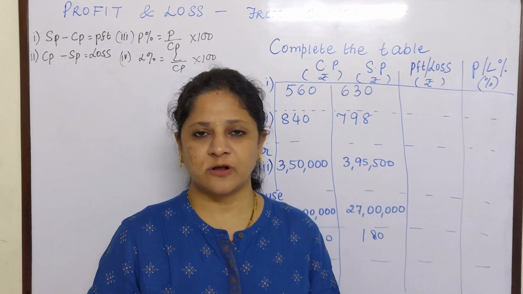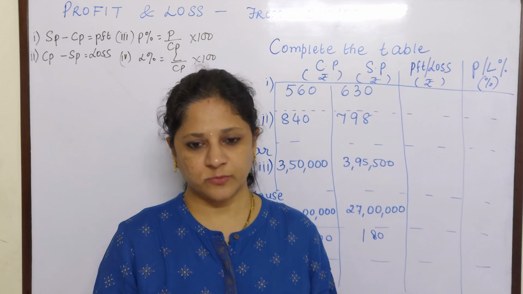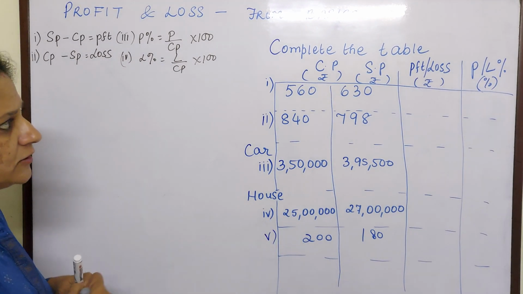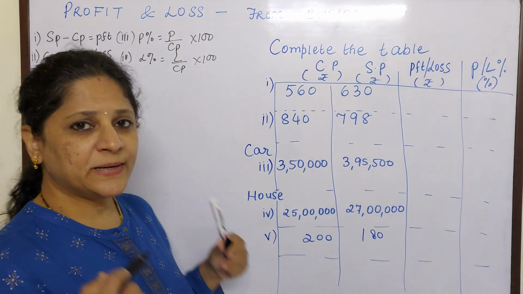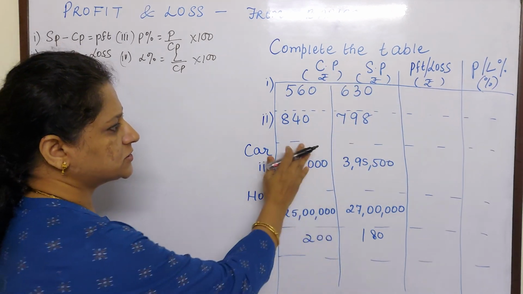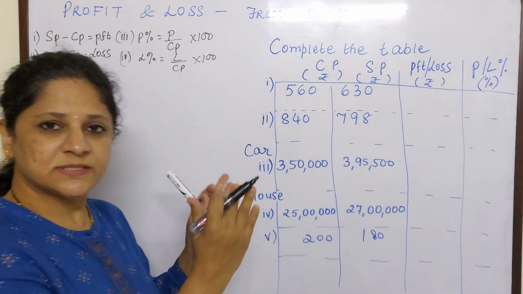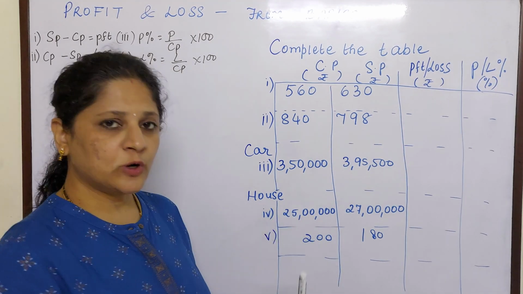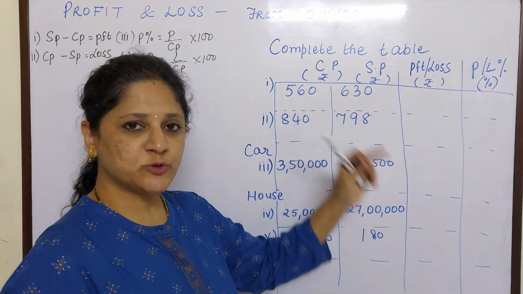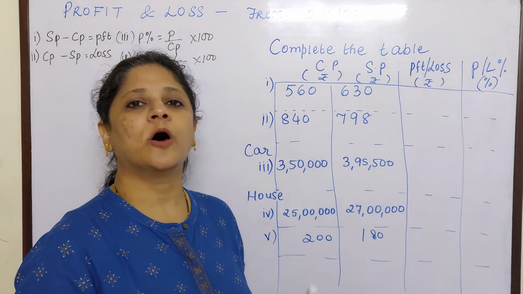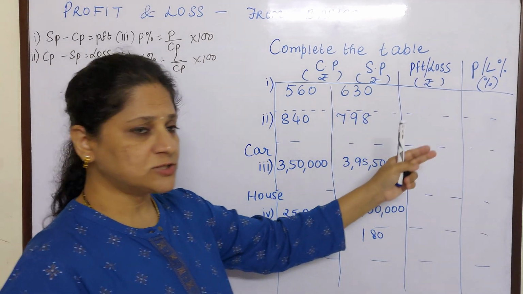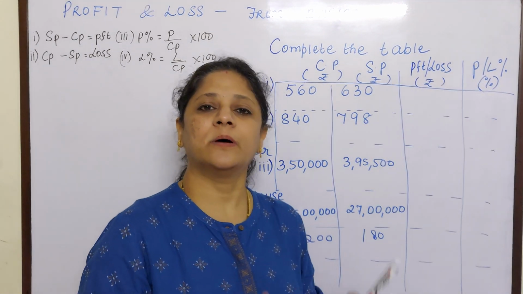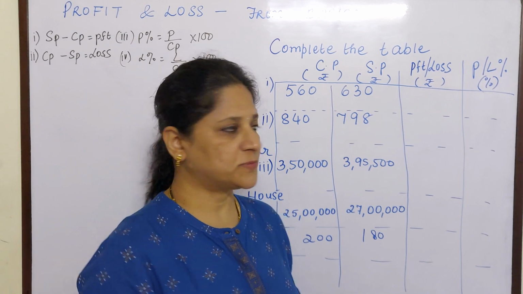Today we are going to solve sums based on those formulae. Let us start. Now here they have asked us to complete the table. Here cost price and selling price is given. So this is the first basics. You have to find out whether this given situation is a profit or loss. Based on that, you will be working out the profit percentage or loss percentage.